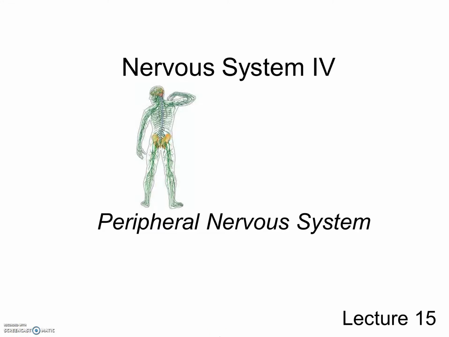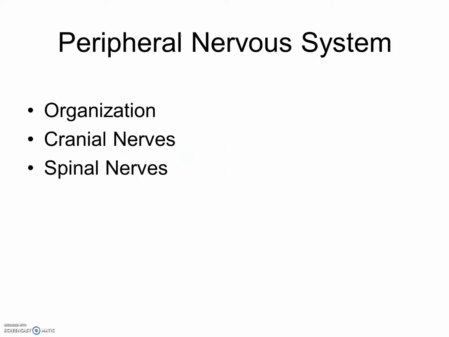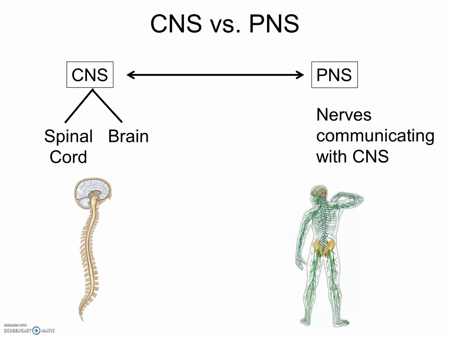Today we're going to discuss the peripheral nervous system, which includes your spinal and cranial nerves as seen on this picture on the left. And we're going to discuss the autonomic nervous system, which works automatically, such as when you're sleeping. For the peripheral nervous system, we want to understand organization, cranial nerves, and spinal nerves.